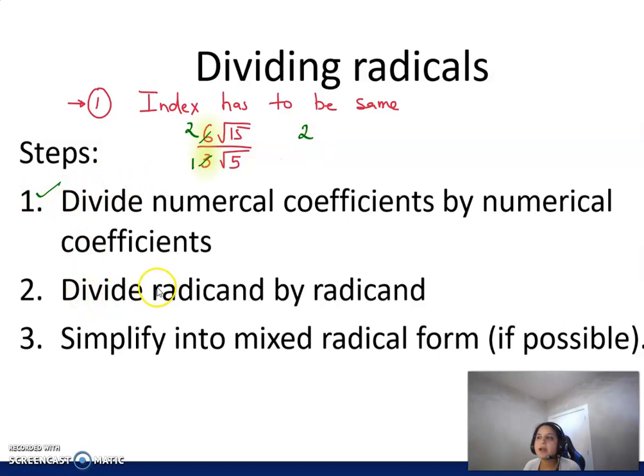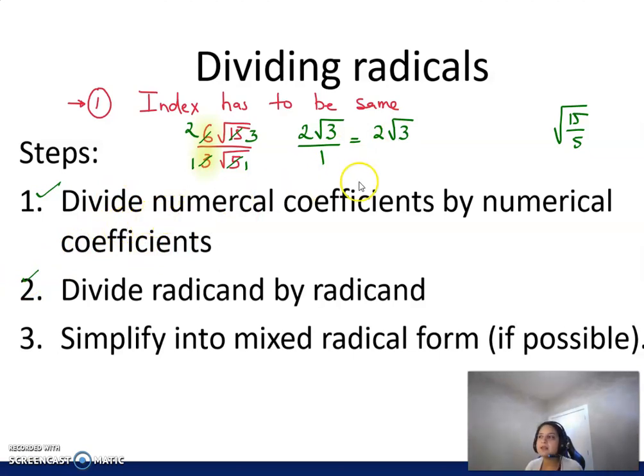Step 2 means the radicand can only divide the radicand. So the 15 and the 5 can divide each other. Remember, we can think of it as just 15 divided by 5. You don't have to rewrite it that way, which means I can divide it out completely or reduce it. In this case, it will divide out, and this will be 3, so that stays as root 3. Now 1 root 1 is just over 1, which can be written as 2 root 3. That's what they mean: divide the numerical coefficient by numerical coefficient, radicand by radicand.